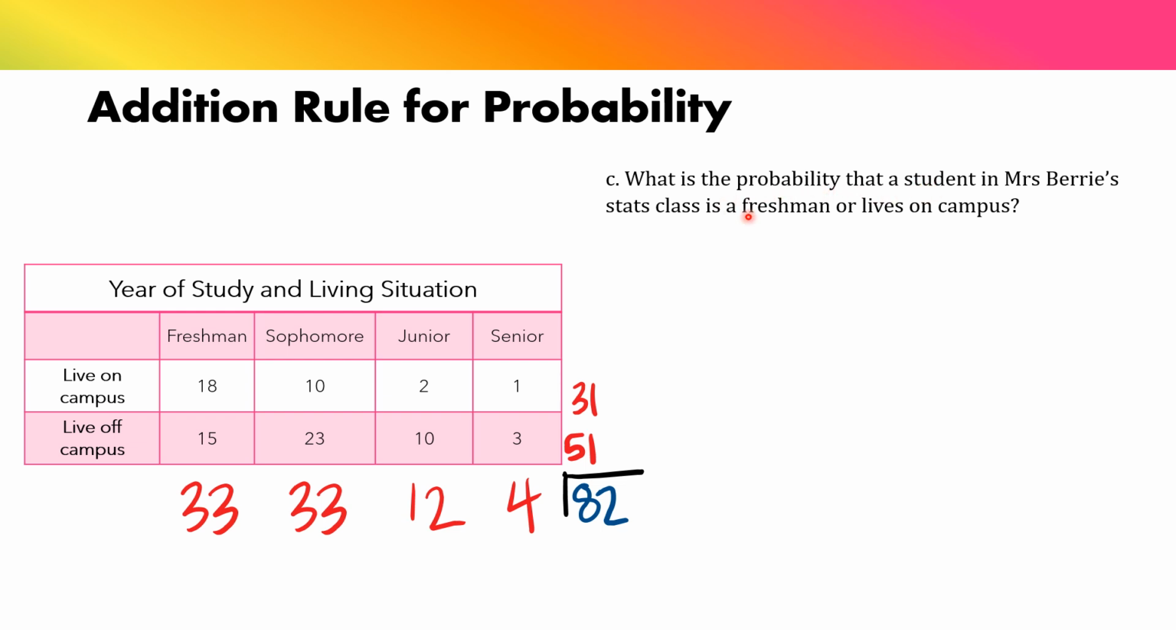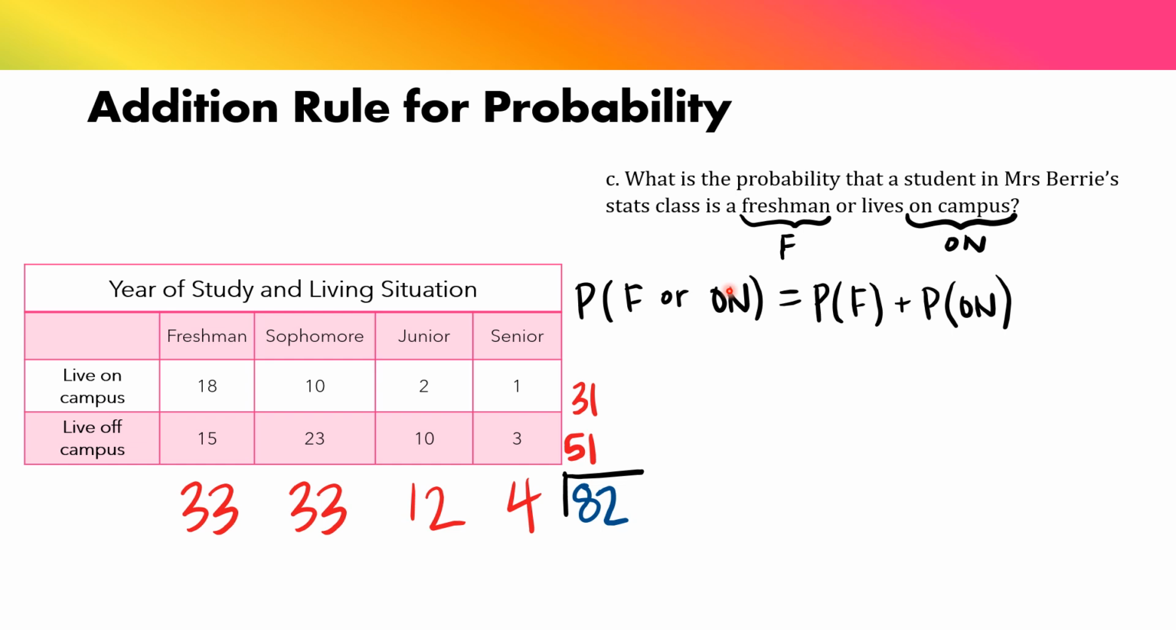I'm going to go ahead and assign some variables here. I'm going to let freshman be F. I'm going to let on campus just be ON. So the probability of freshman or on campus is going to be the probability of a freshman plus the probability of living on campus minus the probability that you were a freshman and on campus. That way we're subtracting off any duplicates that we counted twice.